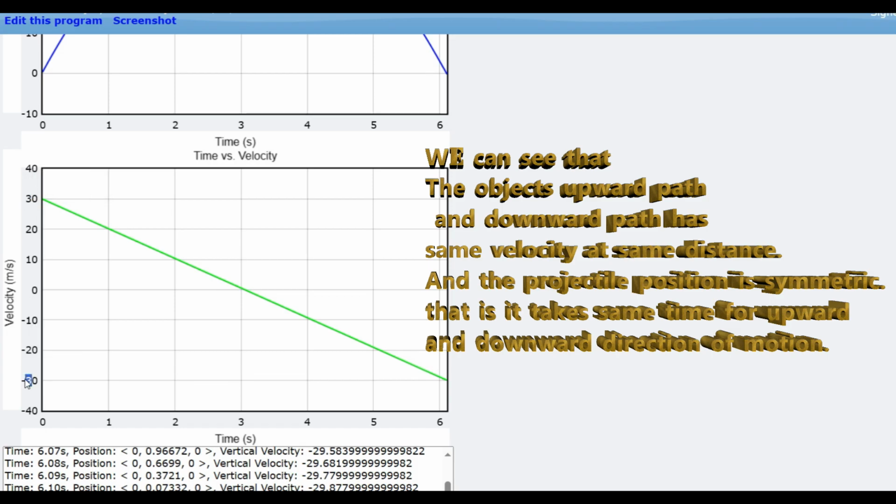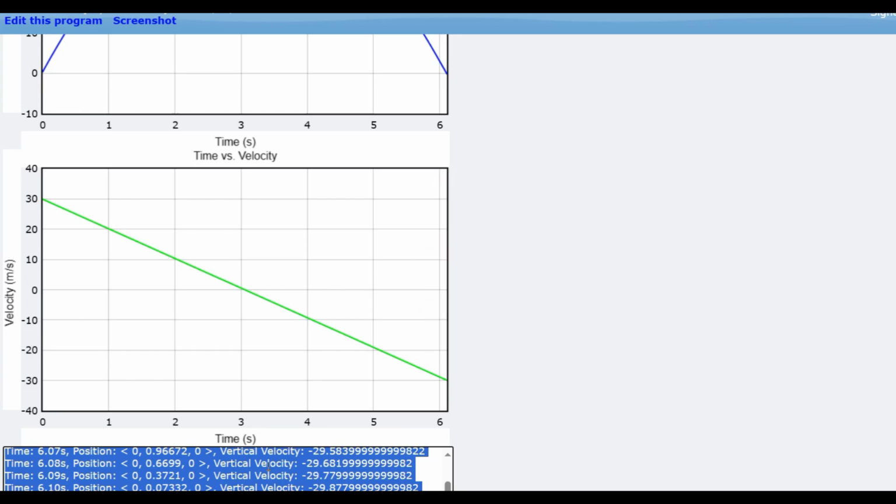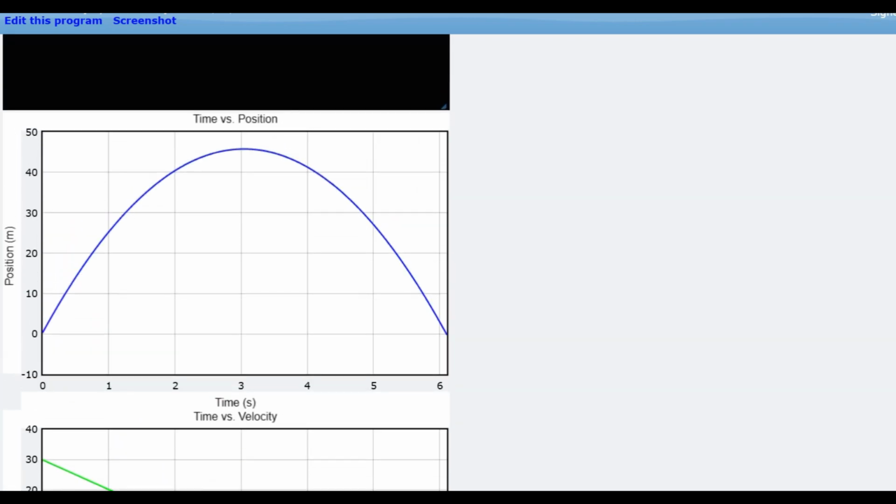During the upward motion, the velocity steadily decreases from the initial 30 meters per second, reaching 0 at its peak. Conversely, during the downward motion, the velocity increases linearly, and upon reaching the ground, it becomes minus 30 meters per second. This symmetry and linear behavior illustrate the simple dynamics of a projectile under the influence of gravitational force alone, providing insights into its motion in the absence of wind resistance.